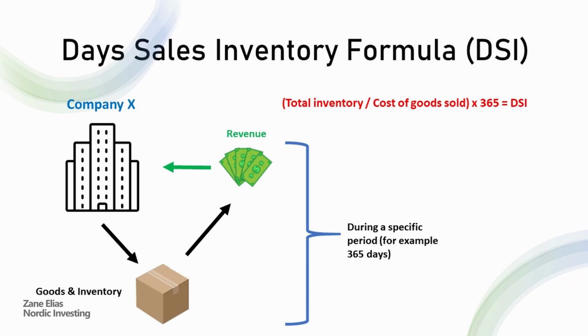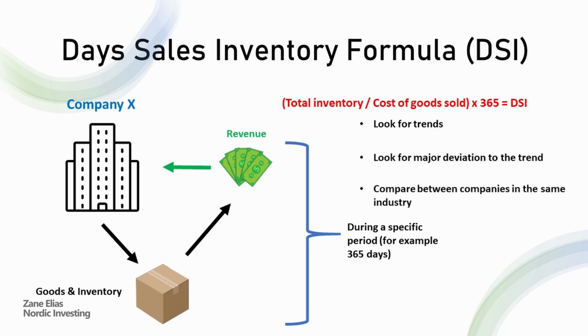When analyzing the DSI, you're not looking for a specific number. You are more interested in trends and major deviations from those trends. So look at how the DSI has been doing historically for a company, and look if the current DSI is far from the trend or not. Generally, if you find sudden spikes in DSI, it could indicate that the company has an excess of inventory that is not converted to sales, which could indicate a potential red flag. Also, it would be wise to compare the DSI between companies in the same industry for a more accurate valuation of a company.